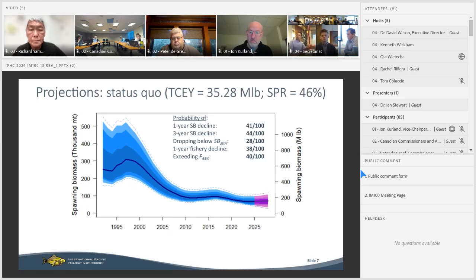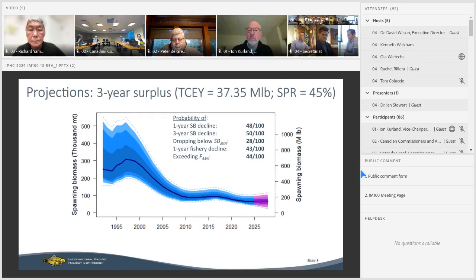If we then go up a little bit more to the status quo, which would be the same coast-wide TCEY as in 2024, a TCEY of 35.28 million pounds, we estimate that this would correspond to an SPR of 46%, so very close to the previous reference point, F43. You can see again that we've flattened the trajectory slightly more. Now the probability of stock decline has gone up to 41 or 44% in the 1 and 3 year time horizons. We now have a 40% chance that that might exceed the F43 reference level.